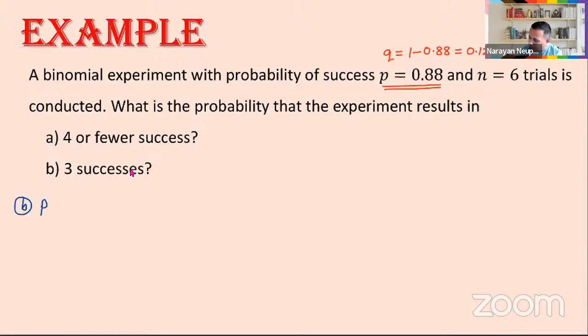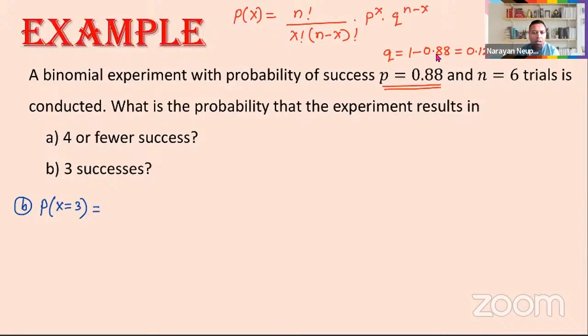We have to find the probability that the experiment results in 3 successes. So this is x equal to 3. Probability that x is equal to 3 is how much? We need to find this. Now, because this is the binomial probability distribution, we can use the formula for binomial probability. The formula is like this: probability of x successes is equal to n factorial divided by x factorial times n minus x factorial, multiplied by p to the x, multiplied by q to the n minus x. So that is the formula.